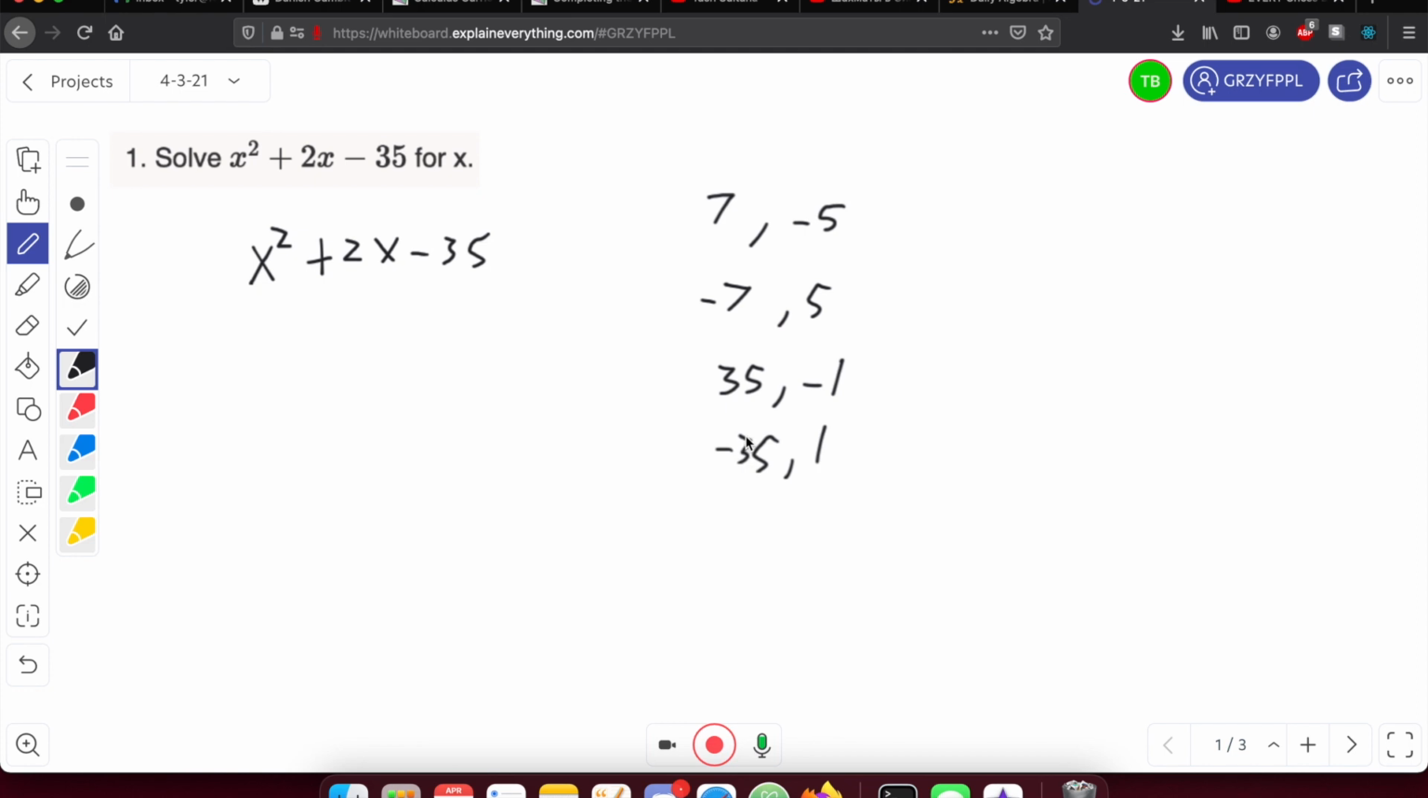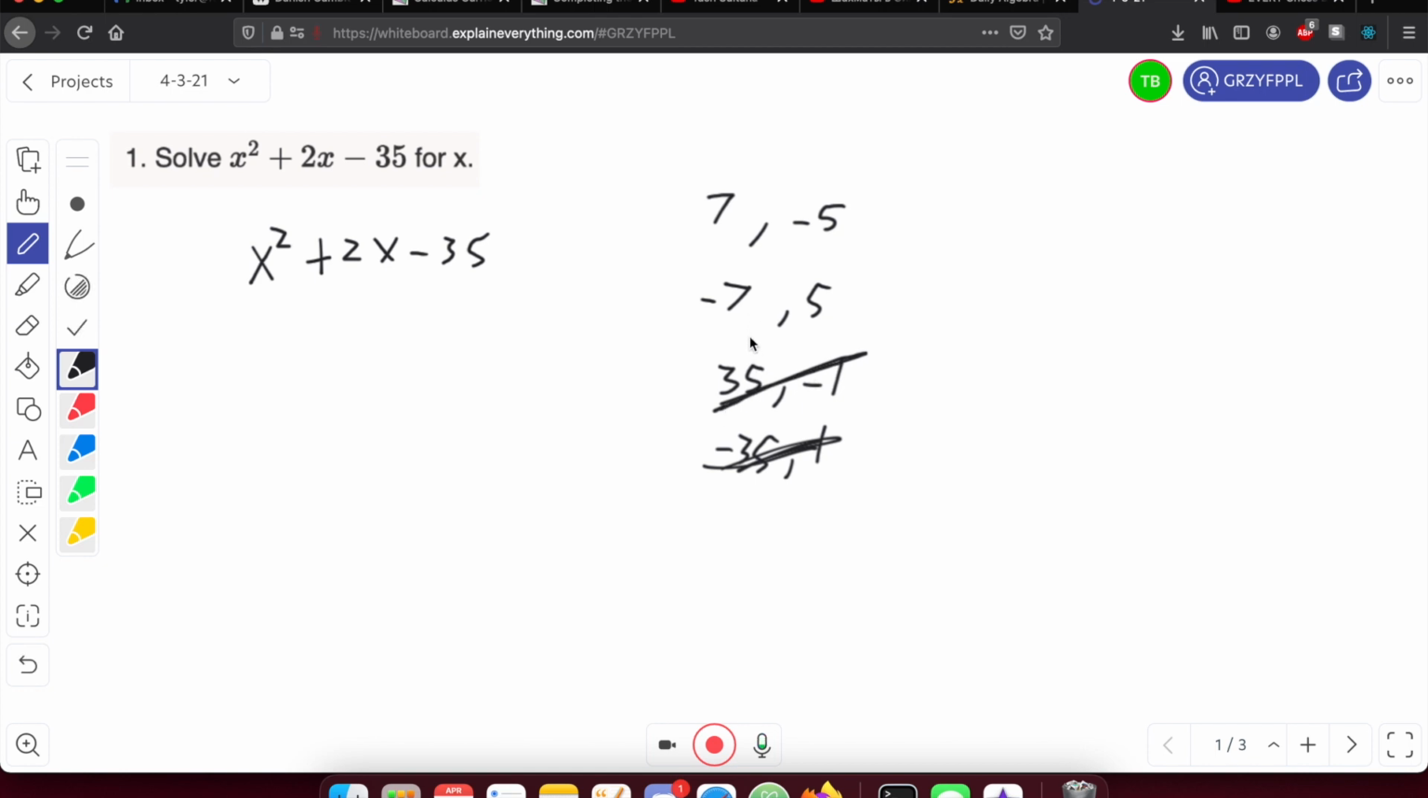So let's just start with this one. These two numbers obviously do not add up to positive 2. Negative 35 plus 1 is negative 34. So we can scratch that out. That's not going to work. 35 and negative 1, they multiply to negative 35, but they add to 34. So we can scratch that out.